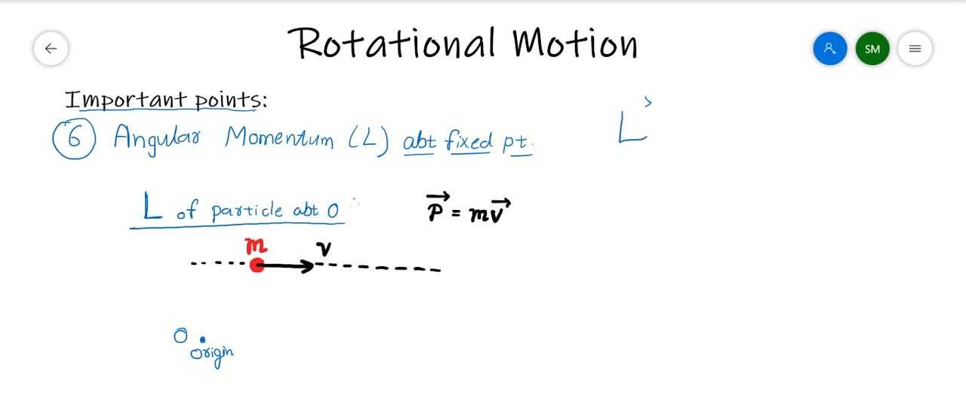Now, the angular momentum of the particle is defined as r bar cross p bar, r cross p, where r is the distance of this particle from the fixed point. I'm repeating: r bar cross p bar is the formula for the angular momentum of the particle, where r bar is the distance of this particle from the point O. If I solve this formula a little, it will be r p sine theta. It is the magnitude of L, where theta is the angle between r and p.